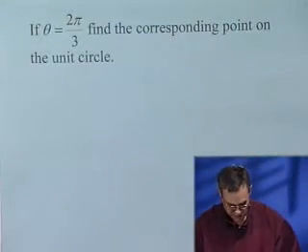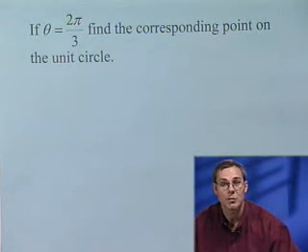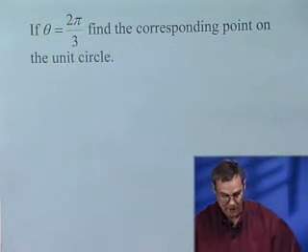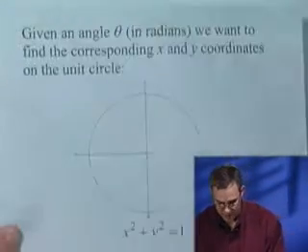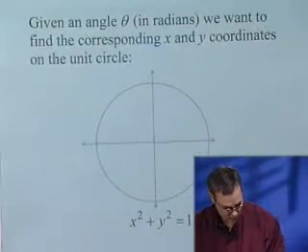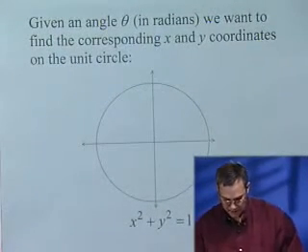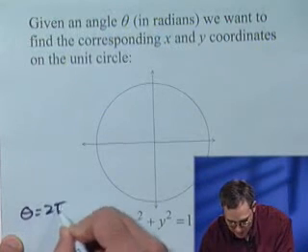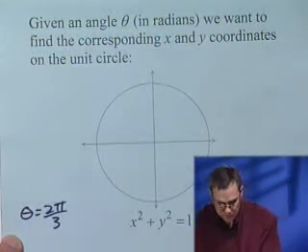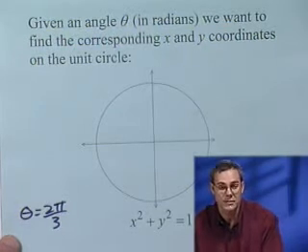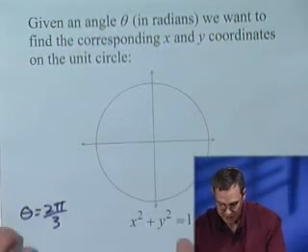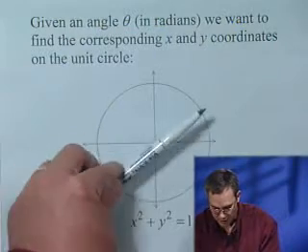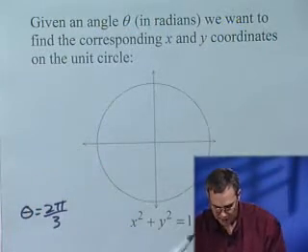All right, let's try this one. If theta equals 2 pi over 3, let's find the corresponding point. So here's a new clean unit circle. And we're given that theta equals 2 pi thirds, or that's about 120 degrees. So it's exactly 120 degrees. So let's make an angle of 120 degrees, or 2 pi thirds.